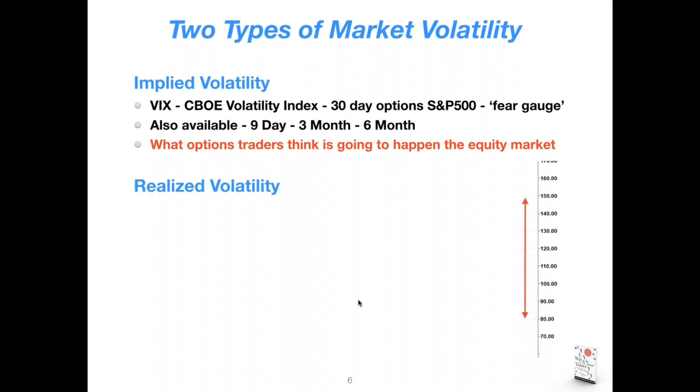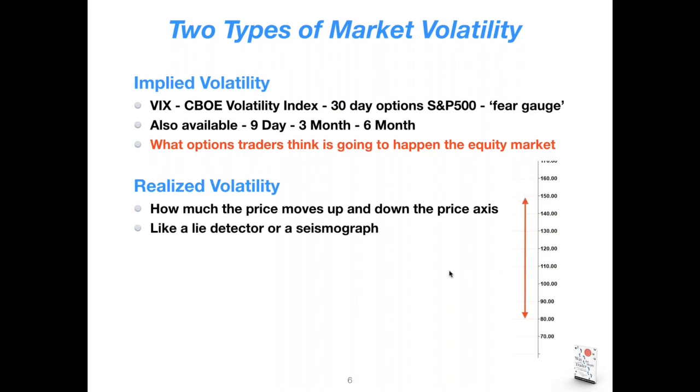The other type of volatility we're looking at in the market, and this is the one we're interested in, is realized volatility. This is a measure of how much price moves up and down the price axis. You can see here with this red arrow. And if you think of this like a lie detector or a seismograph that measures earthquakes, you know it's going along fine, and then our guy in the room tells a lie and the detector starts scraping furiously up and down. And this is what realized volatility is.